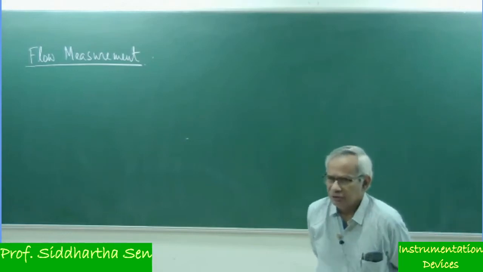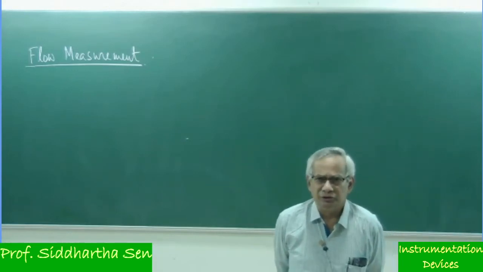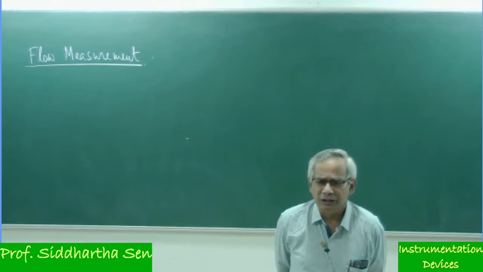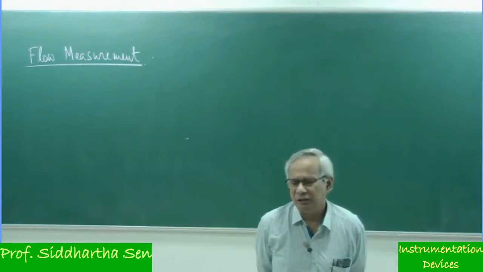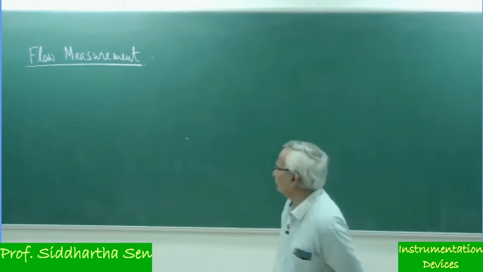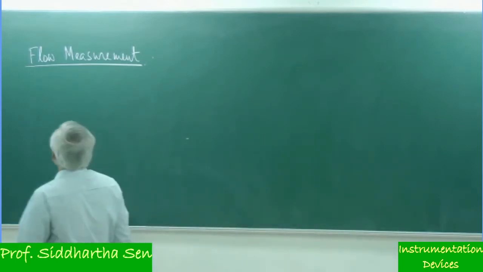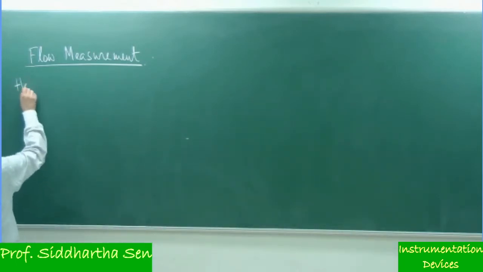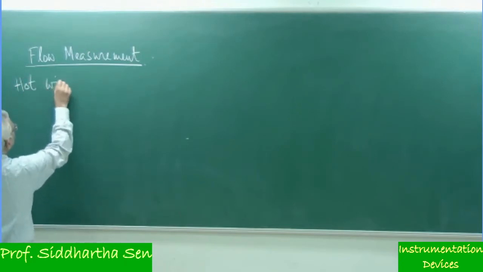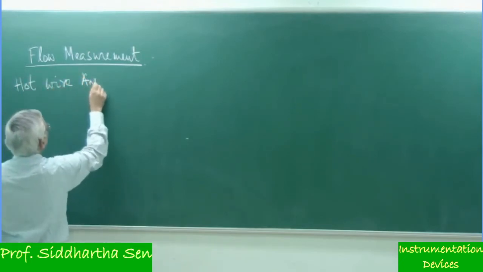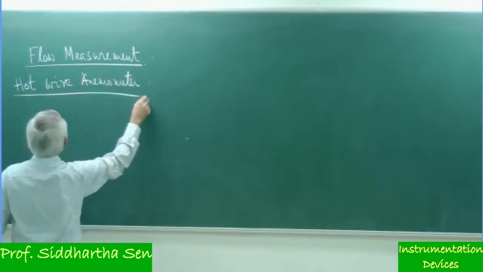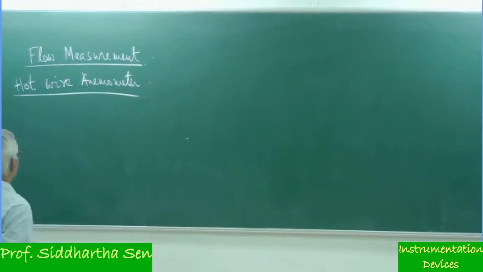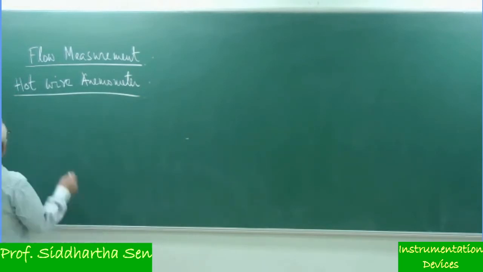And so we were discussing flow measurements, and I told you there are a number of flow measuring devices based on different principles available here. So I was discussing first of all the hot wire anemometer. The hot wire anemometer, I was also telling, could be of two types.